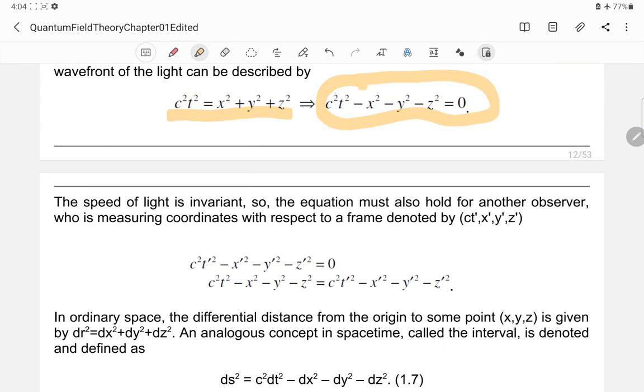The speed of light is invariant, meaning it's a constant. The equation must also hold for another observer in another inertial frame. So here, this is also true. And therefore, this whole thing here should be equal to this thing.